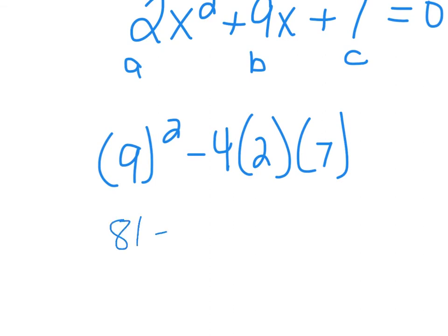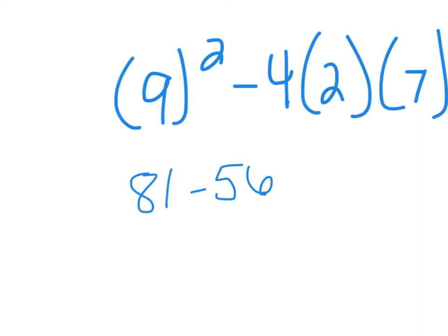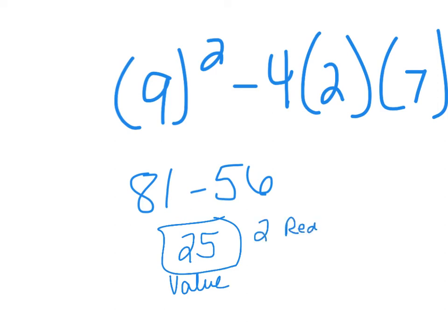All right, so what is 9 squared? 81. Then I have -4 times 2. -8. What is 8 times 7? 56. So I have 81 minus 56. Right now, you can tell me if this is real or not. If I subtract 81 and 56, do I get a positive number? Yeah. But I want to know the value of the discriminant. That means what is 81 minus 56? 25. So there's the value. And then I want to know the type and number of solutions. You would tell me 2 real solutions.